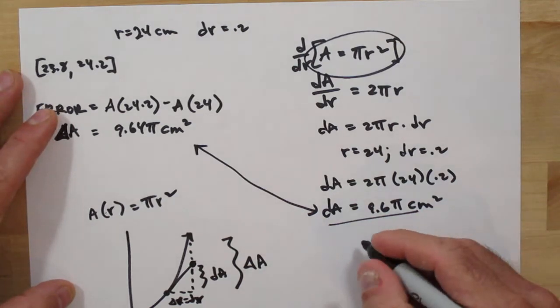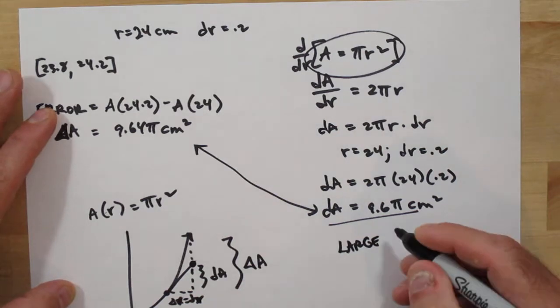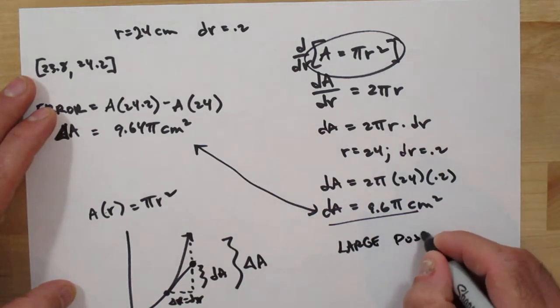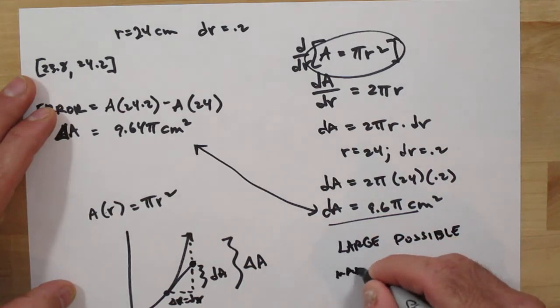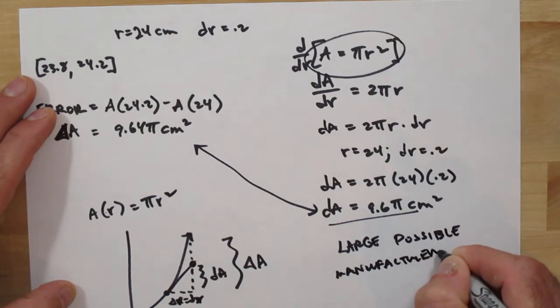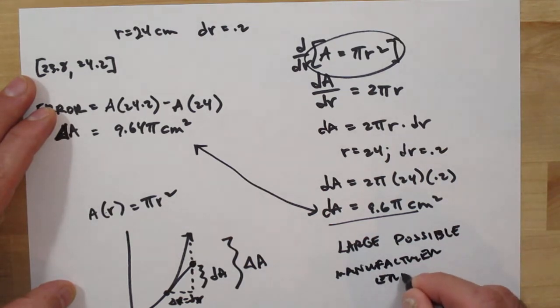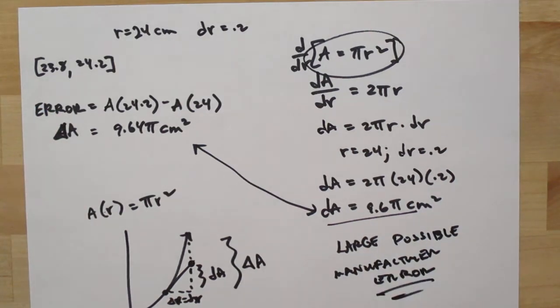So according to differentials, this right here, and sometimes the concept can escape you, is the largest possible manufacturer error on the area of the disk. Wow, I'm really good at spelling. That is lesson 4.5 on differentials and approximations. See you next time.